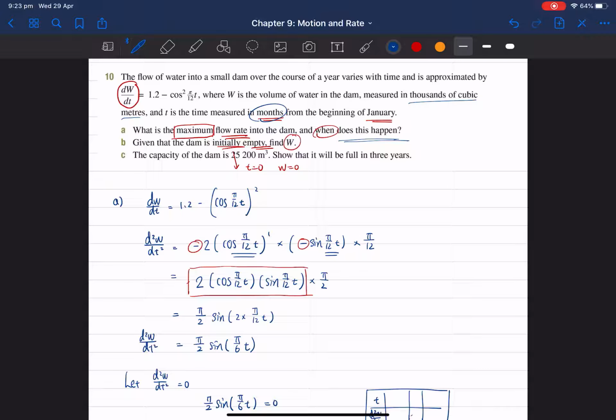But I personally believe the question, especially when they say W is the volume of the water in the dam, measured in thousands of cubic meters, is really confusing. Then the next part says the capacity of the dam is 25,200 cubic meters, and the answer we get is in tons. So it's really interesting, and I don't think the wording is correct. But anyway, as long as we know the idea behind how to do the question, that should be fine.